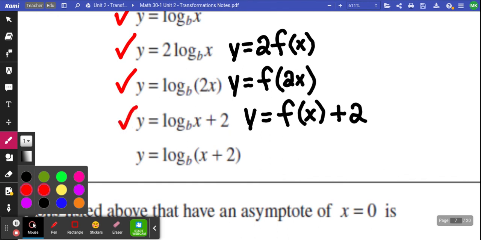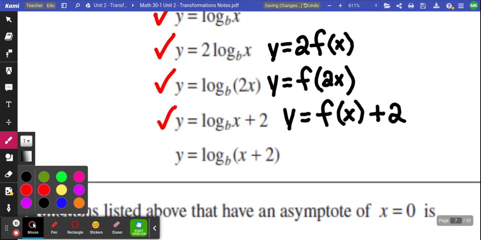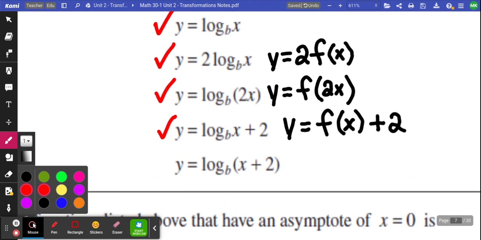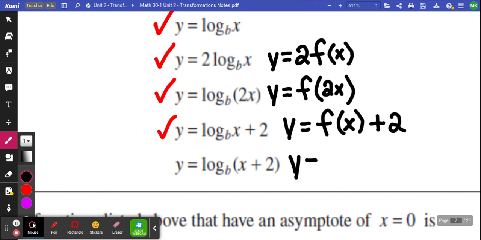Last one. No, not quite. It's log transformations, but like it's very basic transformations. Looking at this one, what they did was they took the function log of x and they changed x to be x plus 2. When they add something in here, it's moving it left or right. It's the opposite of what it looks. And so this is actually 2 to the left.